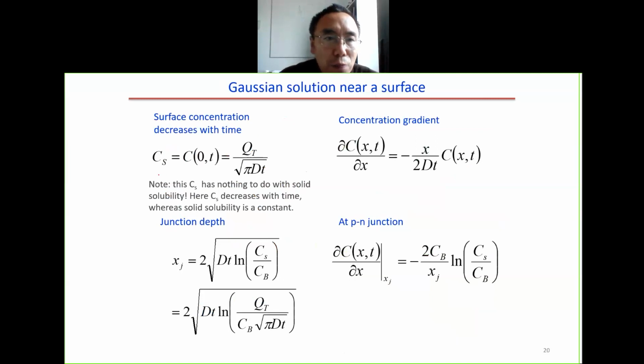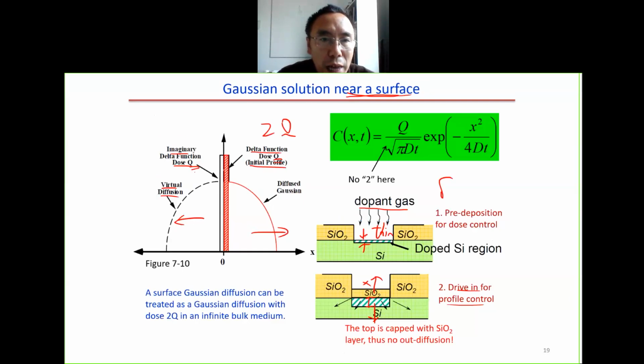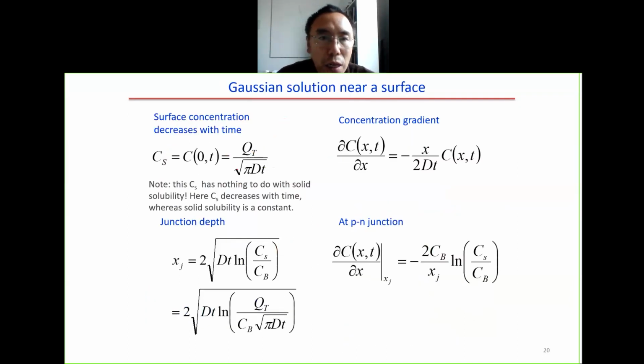For the top surface, we set x equal to 0, so we have this profile. This CS has nothing to do with the solid solubility. It is just the dopant concentration near the surface, and it will decrease with time.